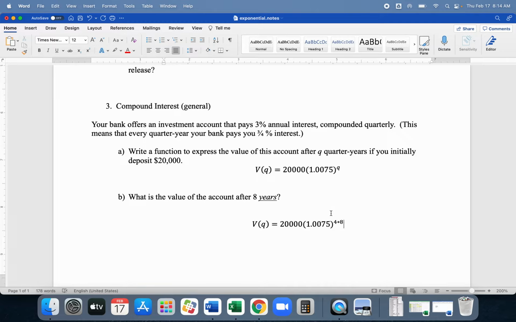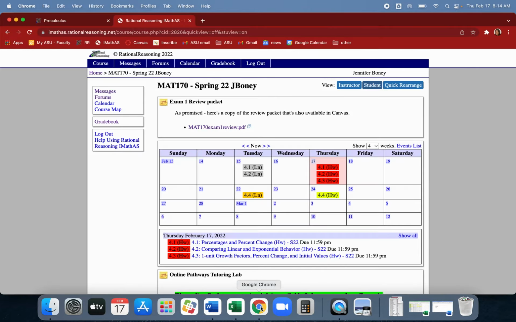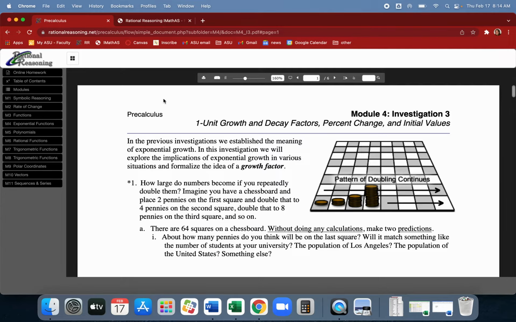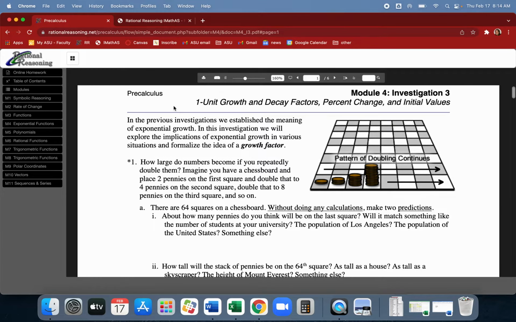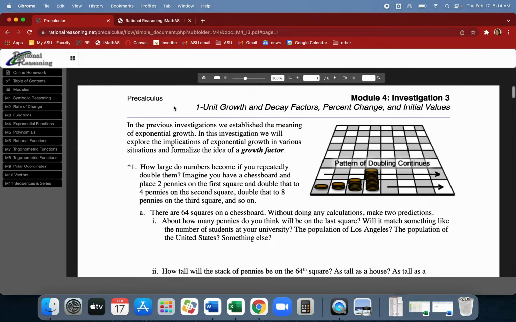Now, last thing I wanted to talk about today is Module 4, Investigation 3. So I'm just going to skip by some of the first couple of questions, but I did want to point out a little bit about this, like I just mentioned. This is a scenario where we're putting 1 penny on the first square of a chessboard and then 2 on the next and then doubling each time.